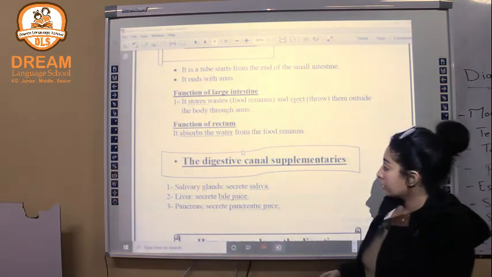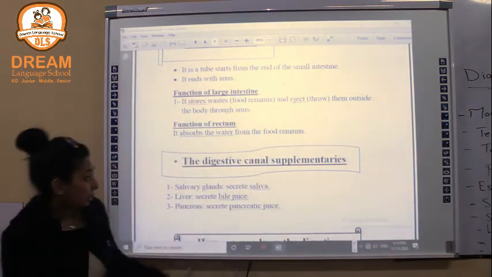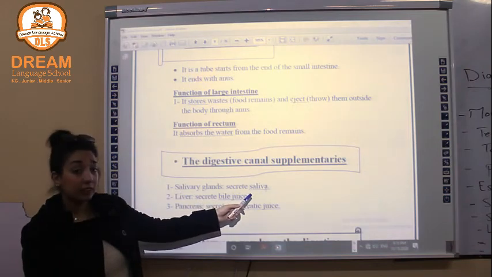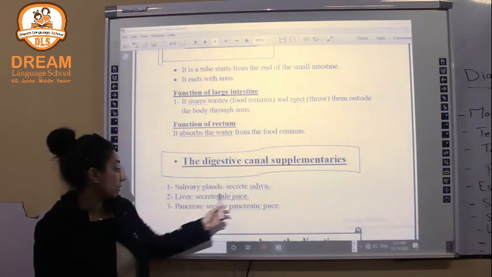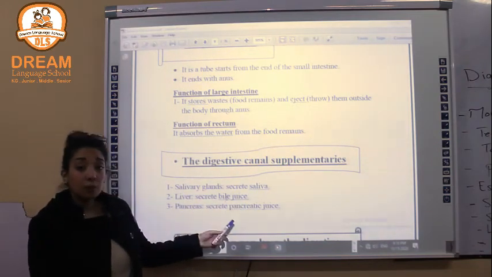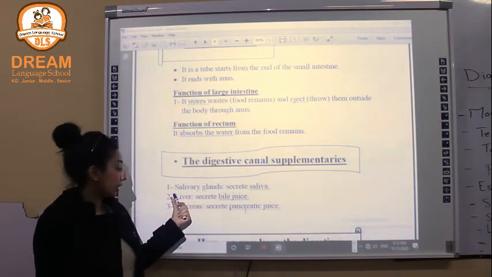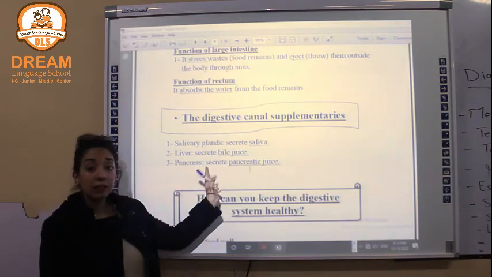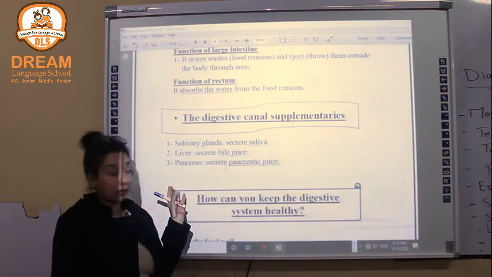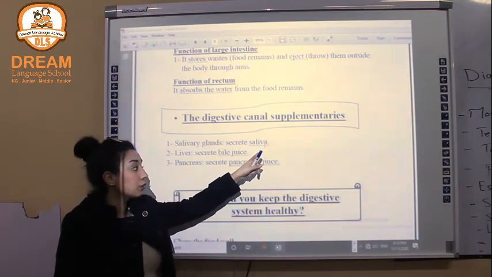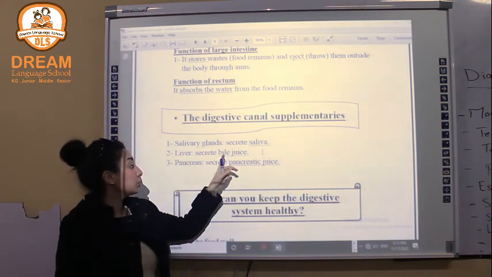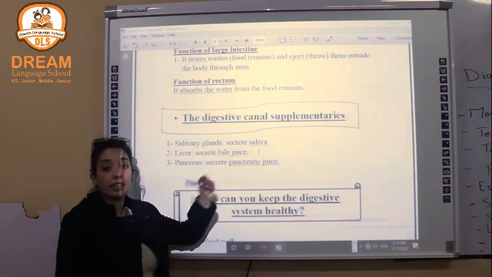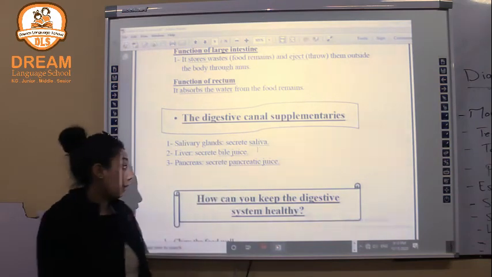Okay, the last thing here is called the digestive canal supplementary. The salivary gland secretes saliva. The liver secretes bile juice. Liver, bile. The pancreas secretes pancreatic juice. We didn't take any function for the pancreas. So the saliva changes starch into sugar. Bile juice helps in the digestion of fats.